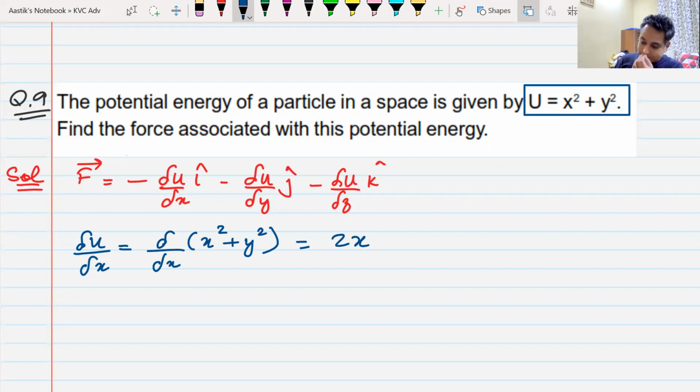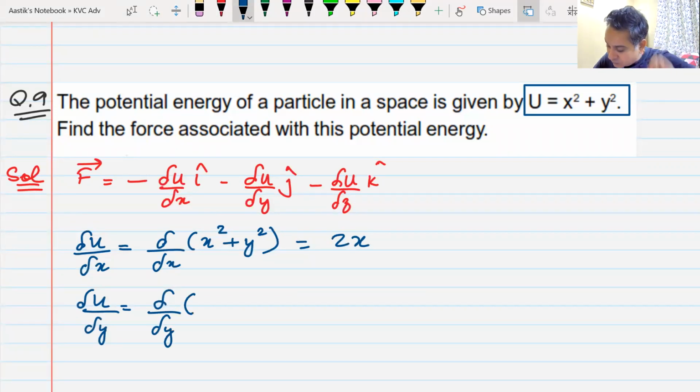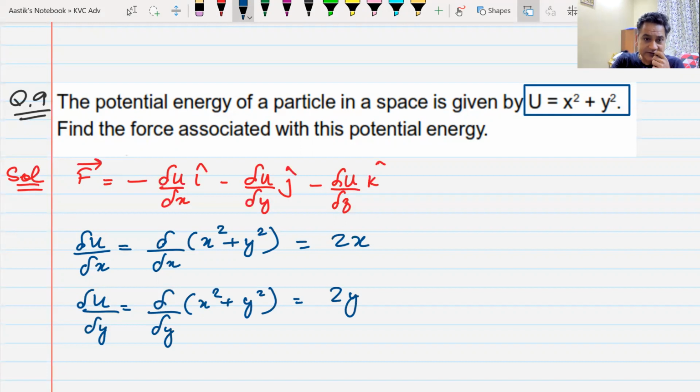Yes or no? Yes, sir. Partial derivative of u with respect to y will be del by del y of x square plus y square. Yes or no? Yes, sir. So this will be 2y. So what is your answer for the force? Your force in vector becomes minus 2x into i minus 2y into j. Do we understand this? Yes, sir. I'll give you 1 minute to note this down.